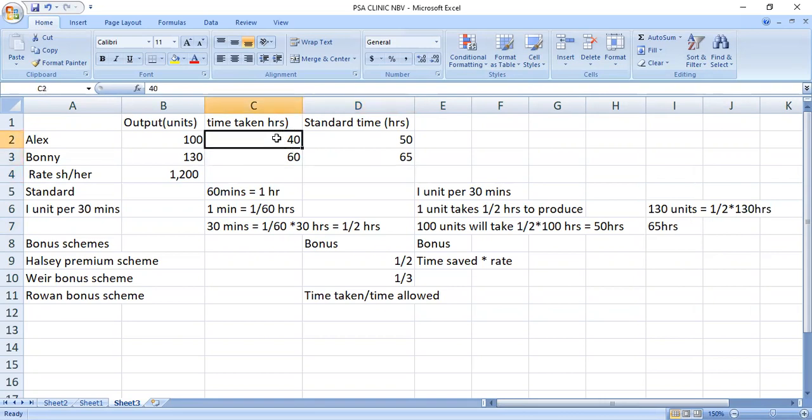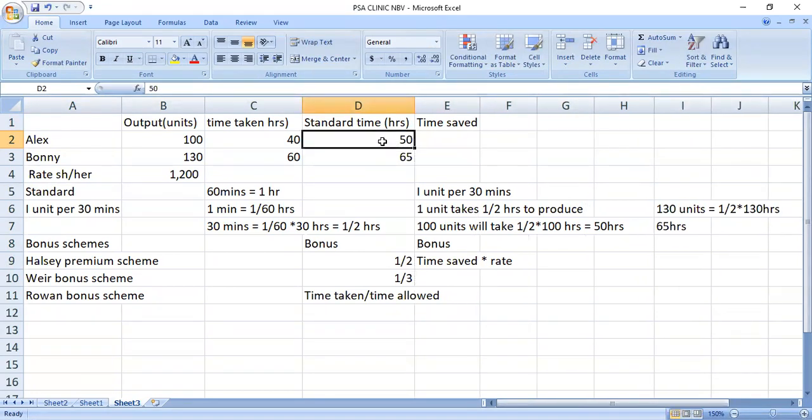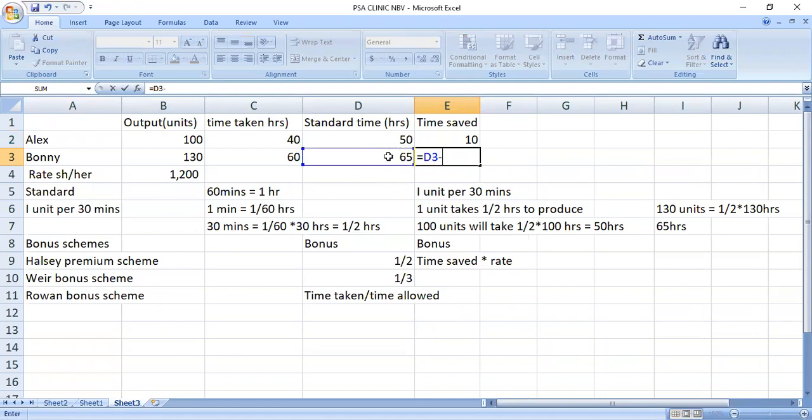But this is what happened: the actual time taken was just 40 and 60. This brings us to the issue of time saved, the bonus. We can look at how much time they saved. For Alex, he was supposed to use 50, but he used 40, hence he saved 10, right? And for Bonnie, he should have used 65 but he used 60. So he has saved 5. So this is the time saved.